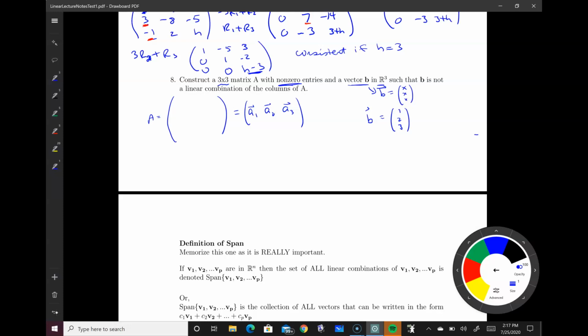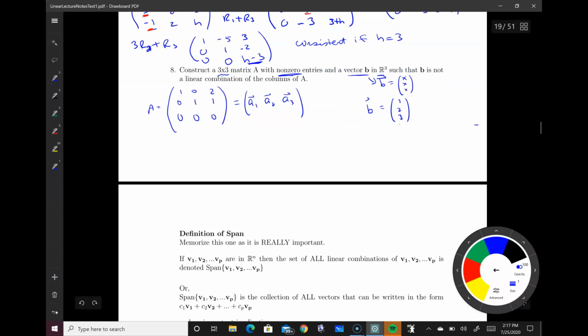All right, so now I'm going to make up my column vectors so that I cannot get to this vector. So I'm going to say this is 1, 0, 0, 0, 1, 0. And let's say I cannot get to that last entry. So what if I made 2, 1, 0? So with these three column vectors A, I cannot get to this vector B.